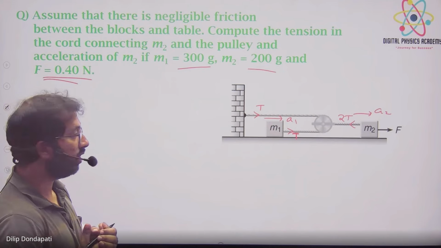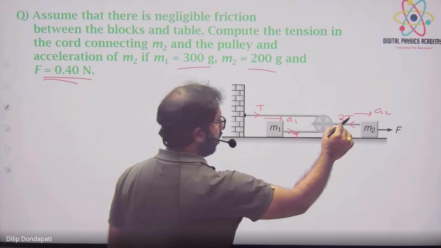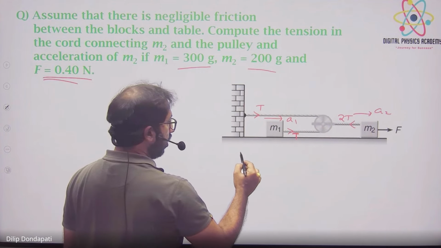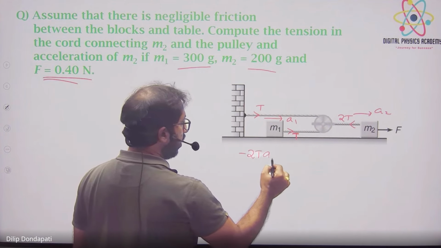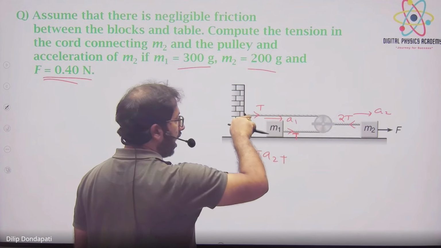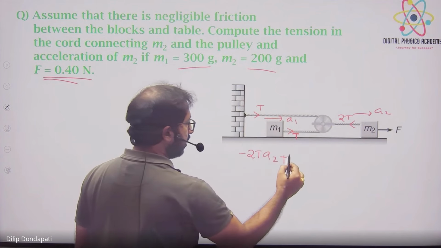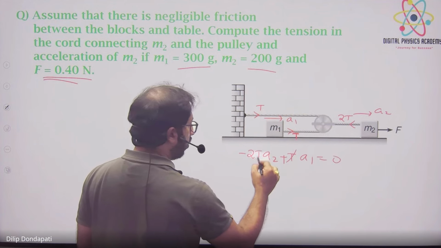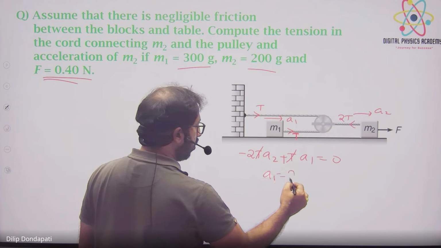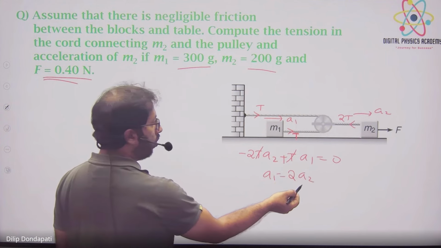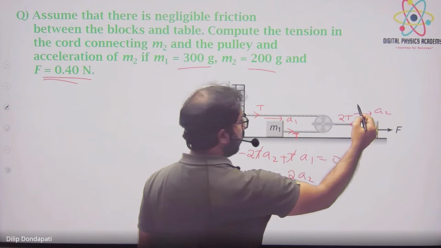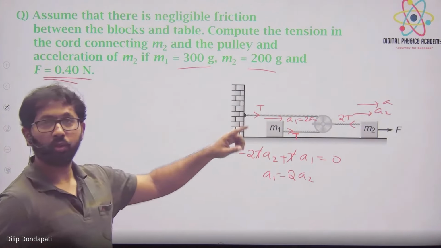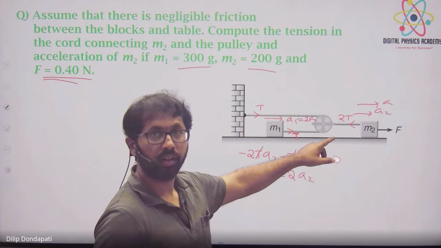You got acceleration. Apply the concept. Both are moving in the opposite direction. So क्या होगा? So minus 2T into A2 plus T into A1 equal to 0. देखो, this both acceleration and tension are in the same direction. So therefore A1 is equal to 2A2. अगर A2 में A लिया, this is A, this will be 2A. Now you apply net force equal to ma, solve करने का, we'll get the answer.